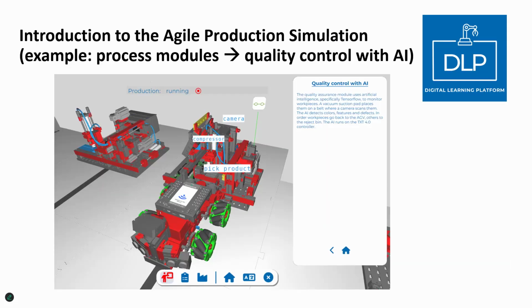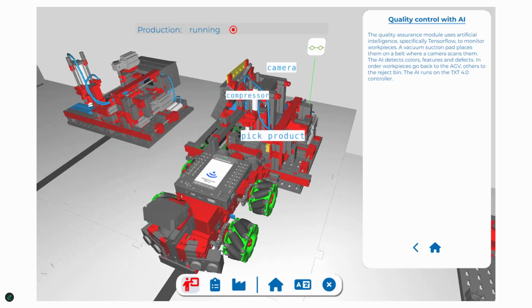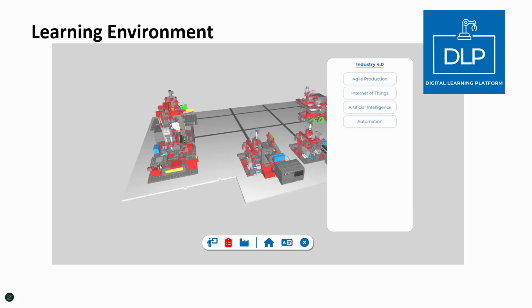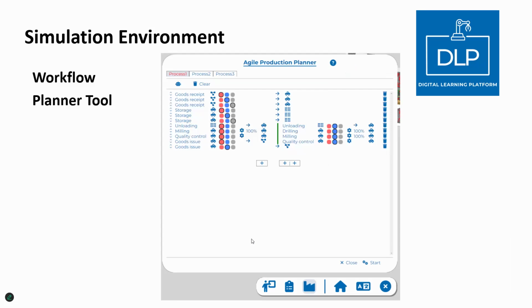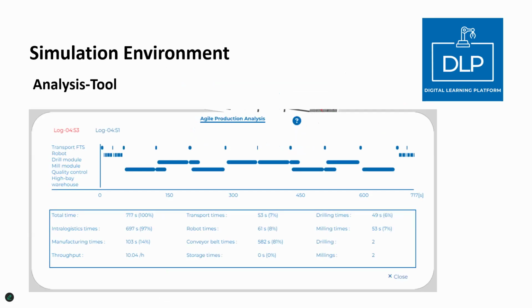Just kind of click through here. And again, these are screen captures. There are 4 different learning modules. Agile Production. Okay. You will see that there are a lot of tools with the DLP, including the Workflow Planner tool and an analysis tool as well.